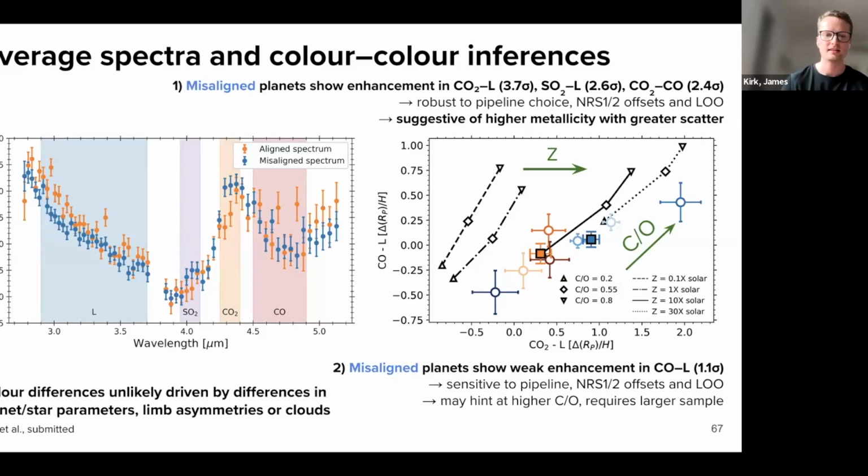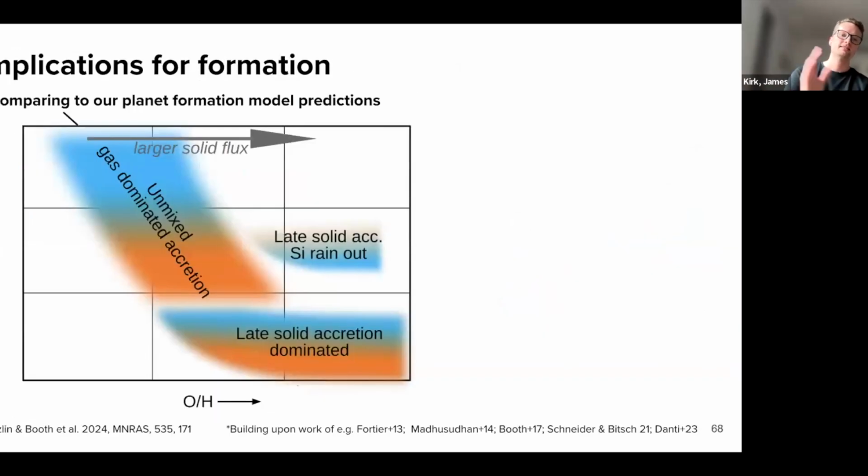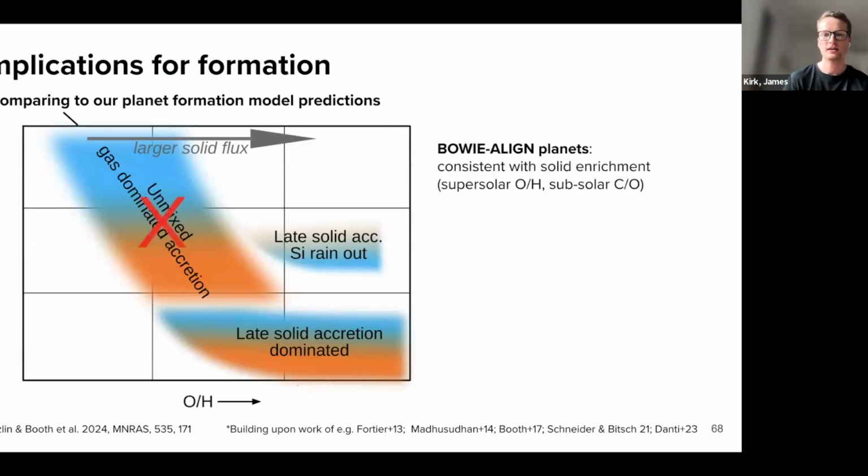And furthermore, we did another test and we find that these color differences are unlikely driven by other differences in the properties of the planets and stars, nor by differences in relative limb asymmetries or in cloud coverage between the aligned and misaligned planets. So if we compare back to the schematic representation of our formation models, the aligned planets appear to be inconsistent with this unmixed gas-dominated accretion scenario because the high metallicities and low carbon to oxygen ratios that we're inferring is pointing towards solid accretion being important.